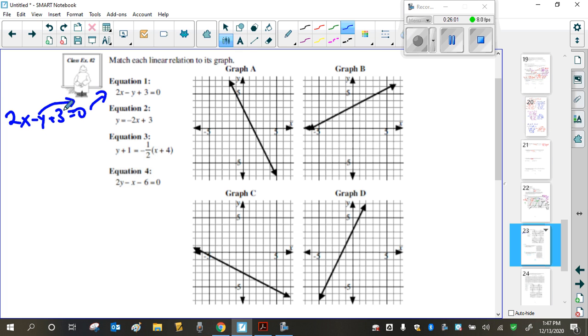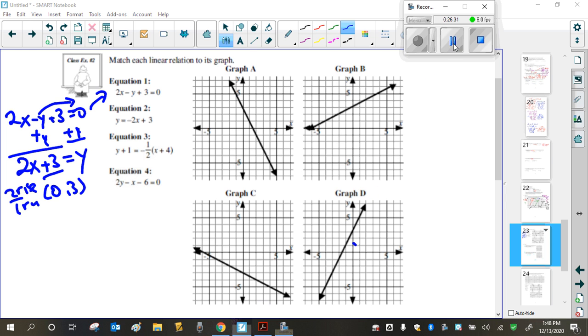So solving for y, I just have to add y to both sides. I get 2x plus 3 equals y. So I know that I need a y-intercept. And then my slope, again, is 2 over 1. Rise over run. So go to 3. 1, 2, 3, 1, 2, 3.